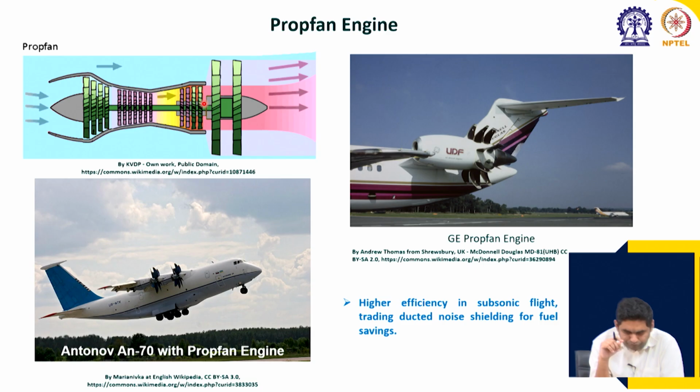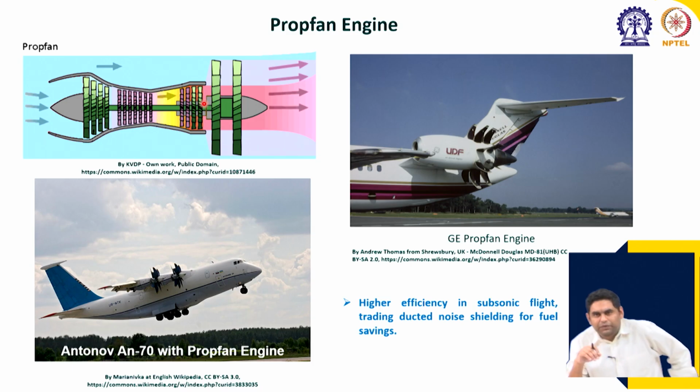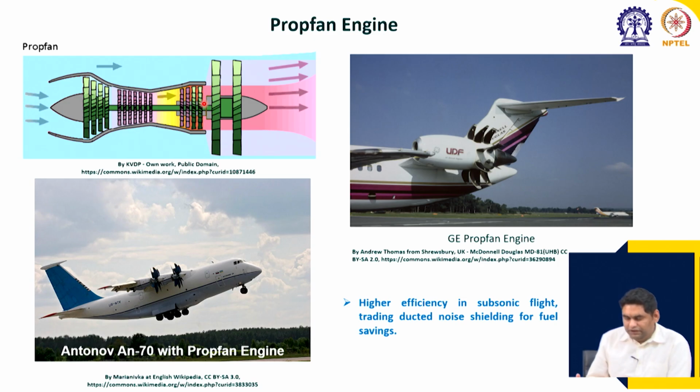So, a modified design has been proposed and created, which is more like an unducted turbofan. It has shorter, more widely spaced blades, like an unducted turbofan, so that it can rotate at high speed and generate thrust, but there is no duct present. As a result there is some noise, but it becomes more efficient. Higher efficiency comes at the cost of some additional noise.